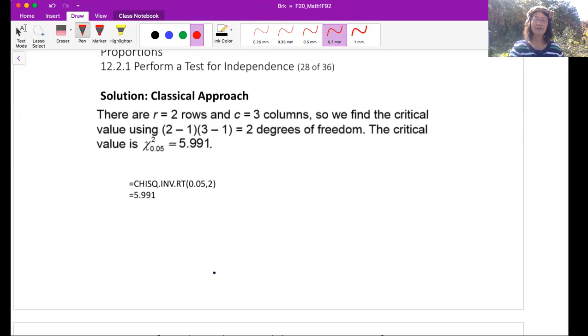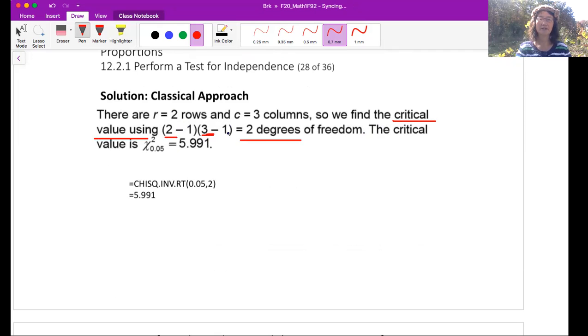Once you have the test statistic, we can use the classical approach to find the critical value. Use 2 degrees of freedom, which is the number of rows minus 1 times the number of columns minus 1, and alpha is 0.05. Let's go to the table to find the critical value, then we use Excel.